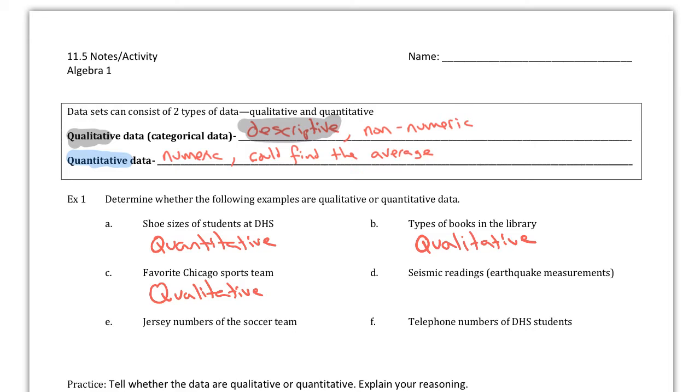Seismic readings. Those are the earthquake measurements. You hear like that earthquake was a 4.7. That is a quantitative measurement because it's numeric.